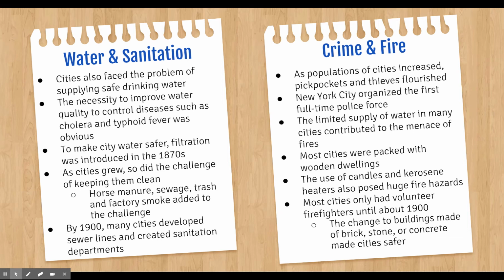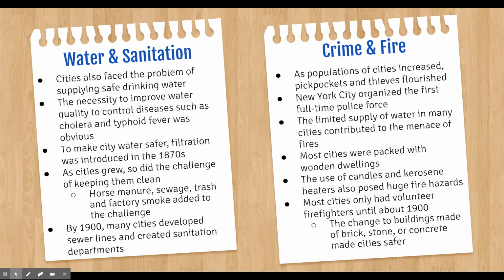Water and sanitation, some more issues. Cities also face the problem of supplying safe drinking water. The necessity to improve water quality to control diseases such as cholera and typhoid fever was obvious. To make city water safer, filtration was introduced in the 1870s. As cities grew, so did the challenge of keeping them clean. So when you think about the city, they're very densely populated, people living together in apartments that have multiple stories.